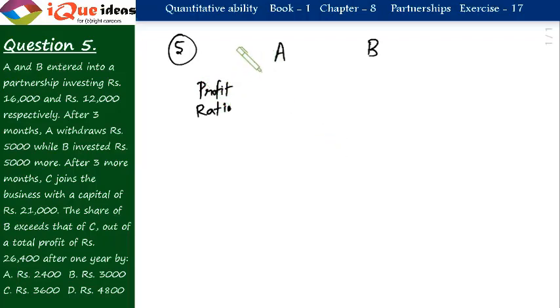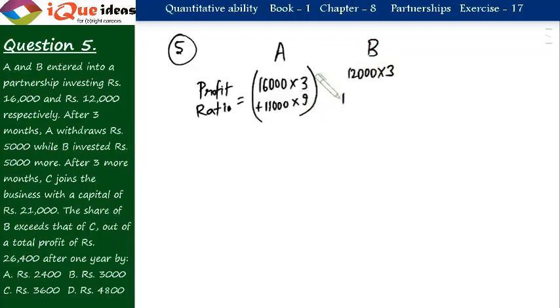Right. So A has invested 16,000. That investment remains there for 3 months. So 16,000 into 3. Then A withdraws 5,000. That means his remaining investment would be 11,000, and for the rest of the period, 9 months. Now, initially B invested 12,000. That investment remained there for 3 months. Then he added 5,000 after 3 months. So his investment becomes 17,000 and that remains there for the next 9 months. So that gives the profit to B.